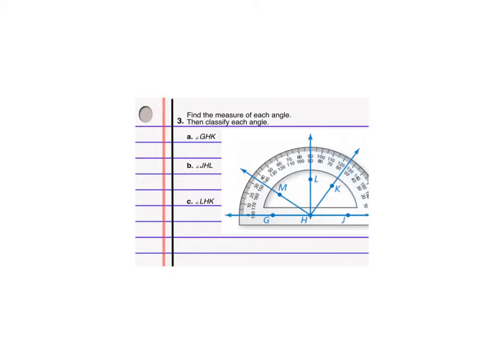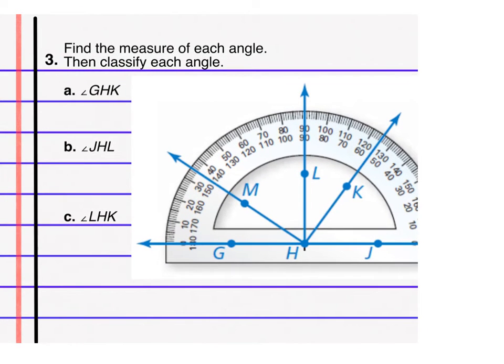Here we're going to work on measuring each angle and then classifying, so kind of using a protractor. Part A says find the measure of angle GHK, so let's find that. Here's that angle. Since I'm starting at G, I actually want to use the 0. I want to use these upper numbers.